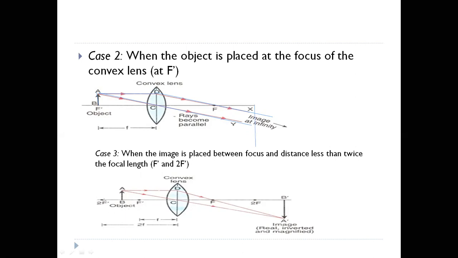Similarly, when the object is between F and 2F, this is the object. You have to remember the image goes beyond 2F. This is your image.